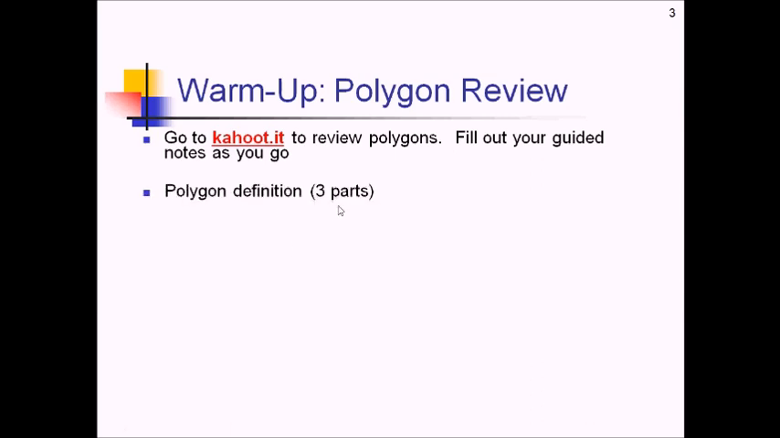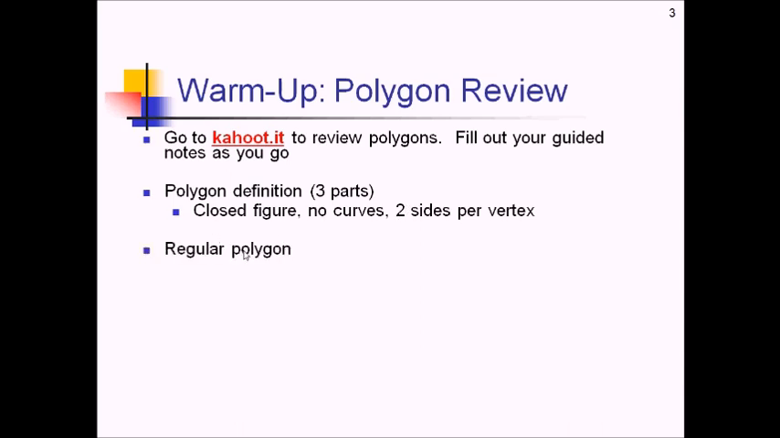So first off, the polygon definition. There were three parts to it. How much do you remember? A polygon is a closed figure, doesn't have any curves, and it has two sides per vertex. If it's missing any of these three things, it's not a polygon.